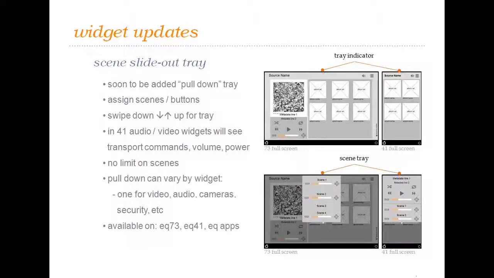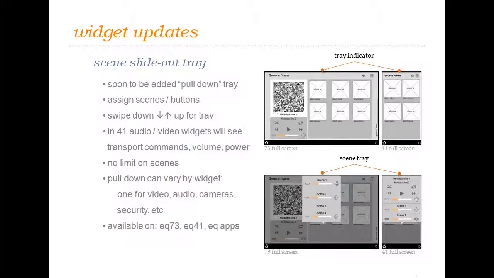So you can see here in this wireframe mock-up, there's a tiny, tiny indicator at the top center. On the top graphic left, that's the 7.3. On the top graphic right, that's the 4.1. And again, don't worry, these are not the final graphics. They are just here to help describe the function and the action without complicating it with color graphics. But you can see that there is a tiny indicator at the top center, a lot like there is on Apple and Android devices. And that lets you know that you can pull down a tray. In this case, it's the scene tray.